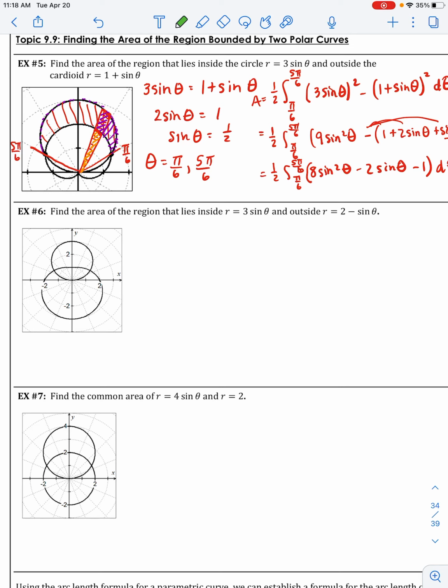Okay, so inside that perfect circle, outside that dimpled limacon or whatever that's called. So inside this, but outside this would be this right here. So we do need these 2 points of intersection here. So we're going to set 3 sine theta equal to 2 minus sine theta. And if I add sine theta to both sides and divide by 4, I'm looking for where the sine is positive 1/2, and it is at pi over 6 and 5 pi over 6 again.